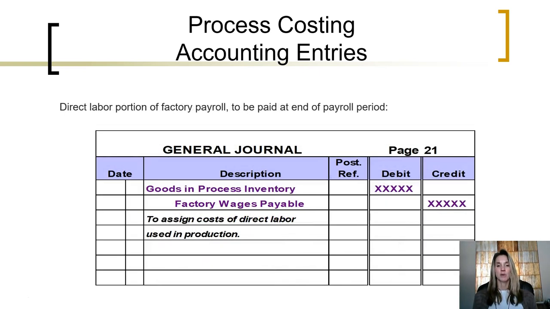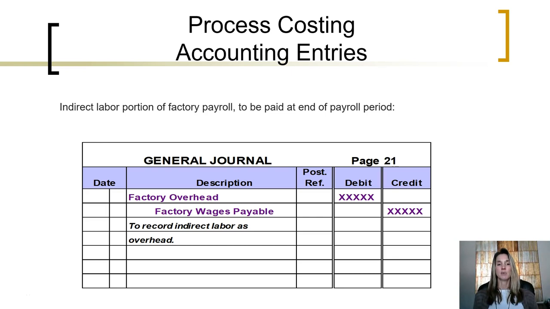As direct labor is paid or expected to be paid at the end of an accounting period or at the end of a payroll period, we would debit the amount of direct labor wages right into goods in process inventory, and we would credit factory wages payable, or cash if it's paid right away.